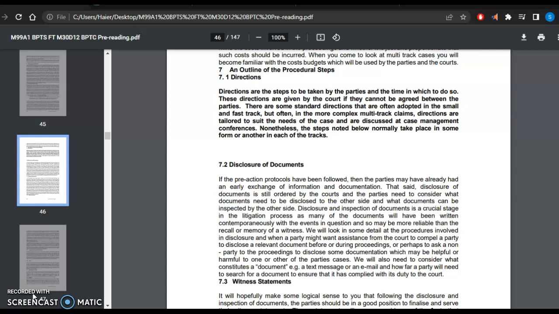So in future we will look in some detail at the procedure involved in disclosure, and when a party might want assistance from the court to compel a party to disclose a relevant document before or during proceedings.